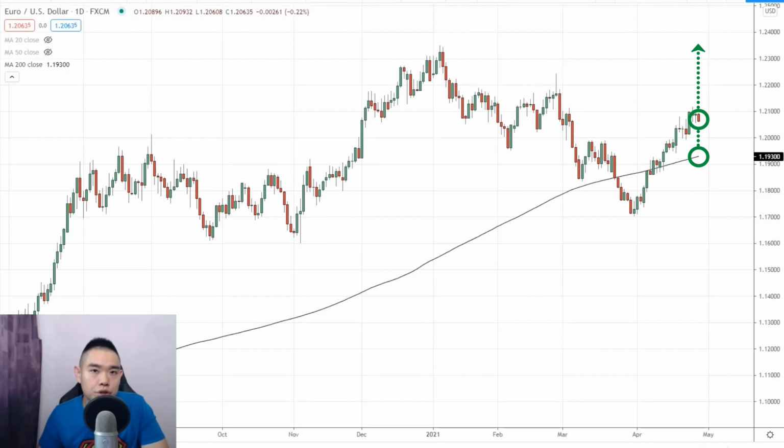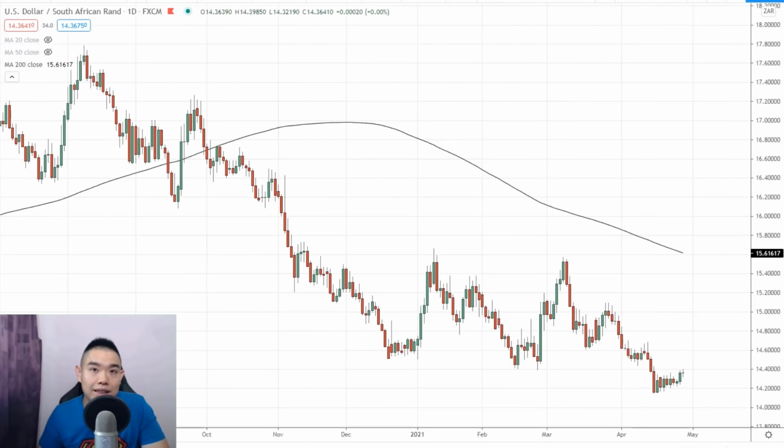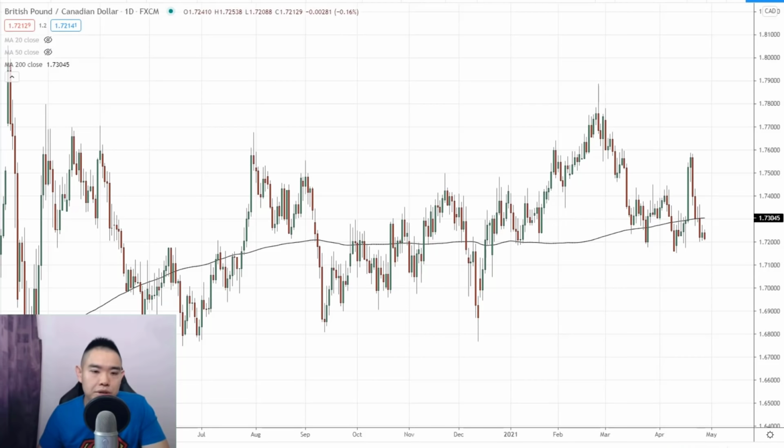200-period moving average. Now, if you look at the dollar against the South African rand, you can say that this market is in a downtrend because the price, which is here, is now below the 200-period moving average. And if you look at this one over here, pound against the Canadian dollar, you can see that this market is in a range because the price is chopping up and down the moving average.